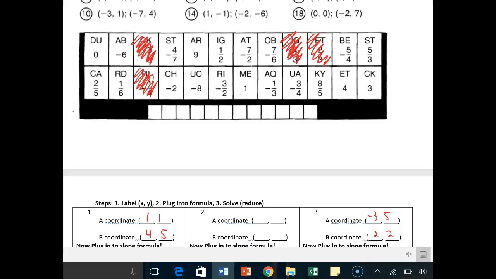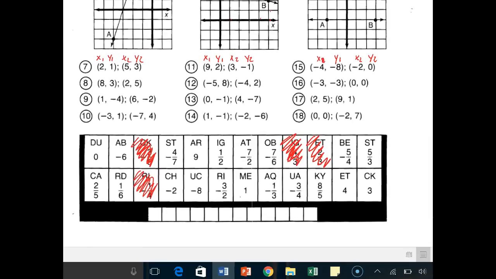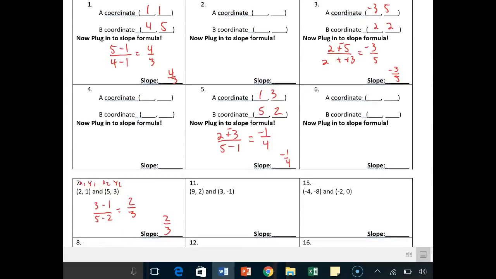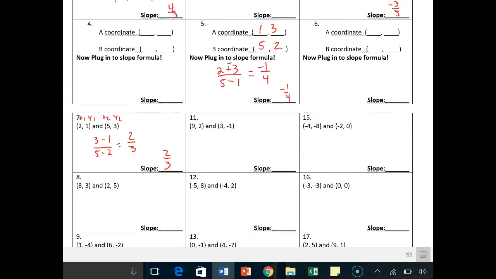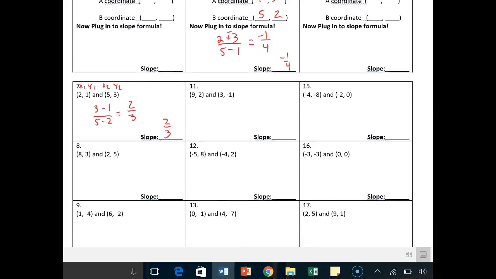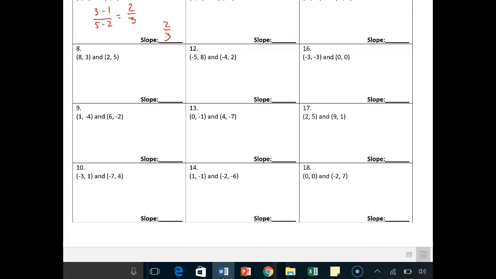All right, so basically that's all you're doing today. We have a couple more questions for you on Ed Puzzle. Go ahead and get to work. For instance, on number 8, I'll ask you on Ed Puzzle. And number 16, I'll ask you on Ed Puzzle. And number 18, I'll ask you on Ed Puzzle.